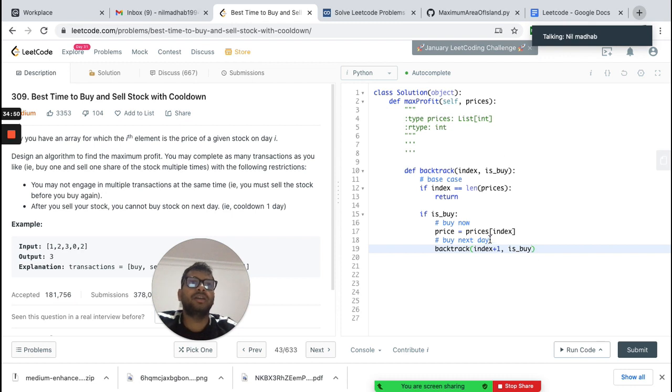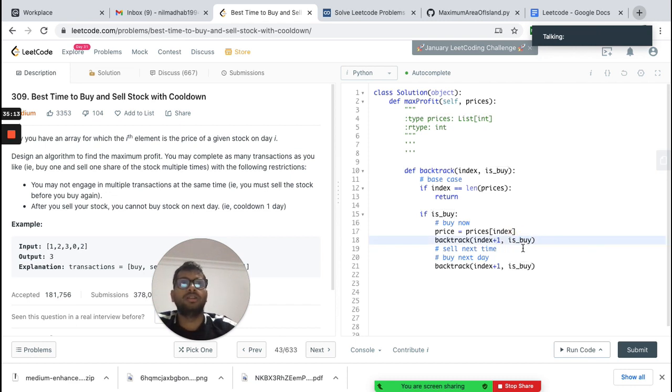And if I buy today, then I have to sell the next day, sell the next time. So we have to do backtracking, and index plus 1. isBuy will be false if we have to sell it, right? And it will be true if we have to buy it. And we also have to keep track of the profit that we are making.